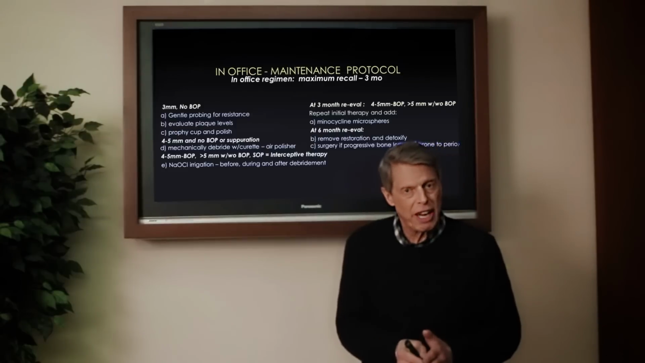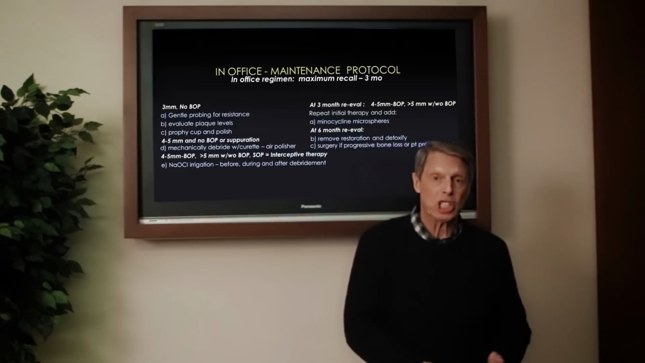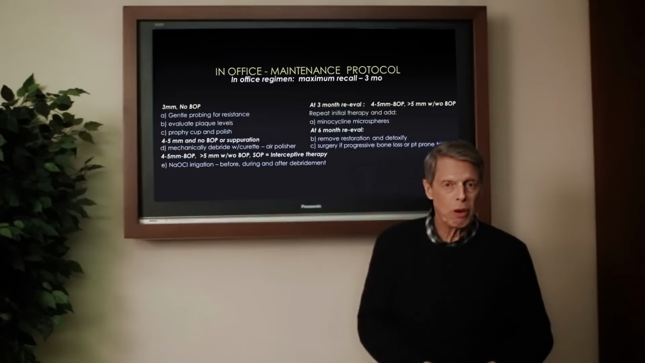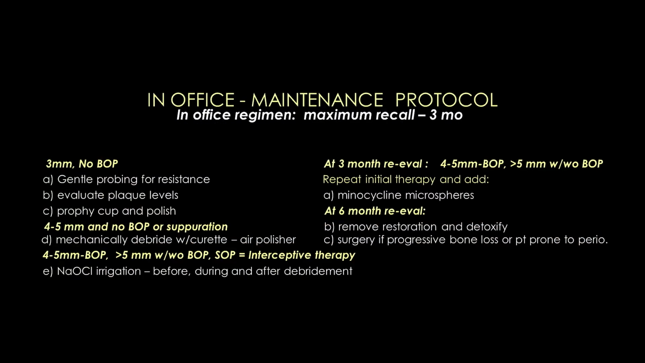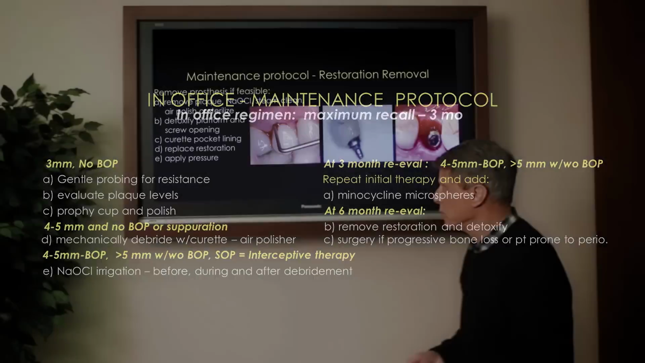You apply pressure again for a minute. You send the patient home, have them do their home care regimen. The patient comes back 3 months later, at a total of 6 months, at the 6-month reevaluation. And if you continue to see the bleeding upon probing, the next thing we're going to do incrementally is remove the restoration and detoxify the underside of the restoration, because that's probably contributing to your problems.